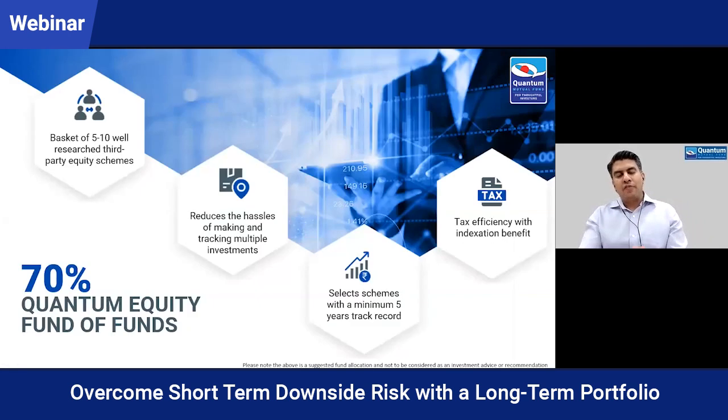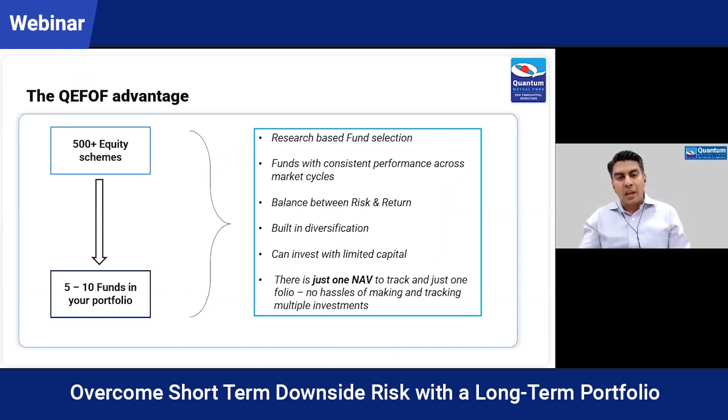So that's about the ESG fund, but the bulk of your allocation, we think, should go to the Quantum Equity Fund of Funds, which is a basket of well-researched equity schemes. It has 9 equity schemes across market caps, 6 from the large cap space and 3 from the non-large cap space. From your perspective, it is a logical extension of why you come to a mutual fund. Given you don't have time, knowledge, or inclination to invest in stocks directly, therefore you come to a mutual fund. Similarly, there are 500 plus equity schemes out there.